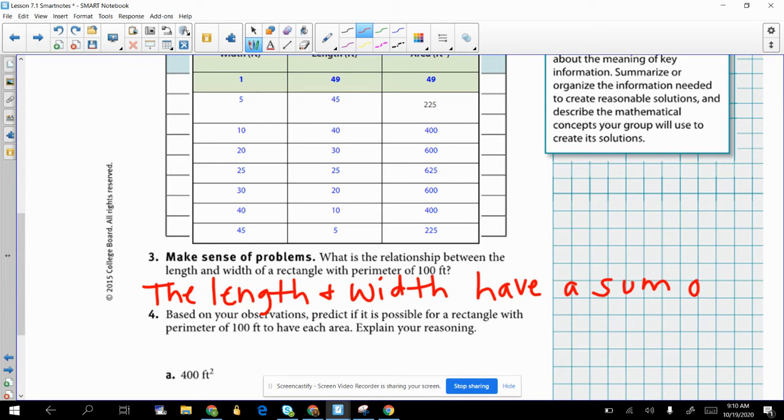Okay, so in each of these, you can tell 1 plus 49 is 50. 5 plus 45 is 50. 10 plus 40 is 50. 20 plus 30 is 50. Okay, so in each of these, whatever you chose as your width plus the corresponding length, it has to equal 50 in order to have that perimeter of 100 feet.